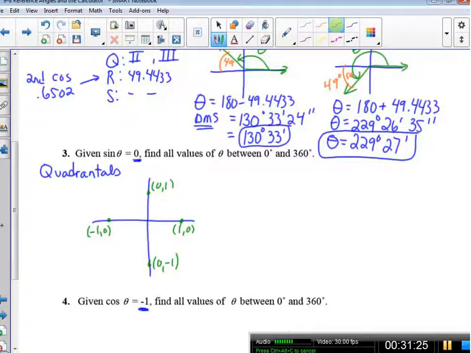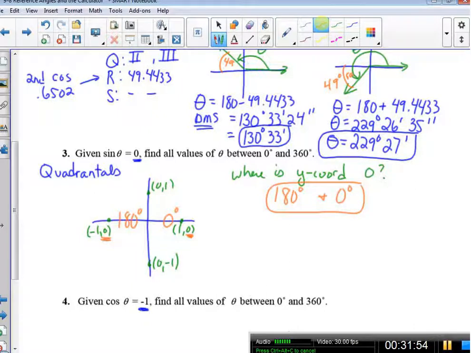So I'm looking for where is the y-coordinate, I'm on the unit circle. Where's the y-coordinate 0? So I see that the y-coordinate is 0 right here and right here. So those are my answers. What are the degree values there? Well, that's 0 and that's 180. So my answers are 180 and 0. If you take and do a little check, the sine of 180 says 0. The sine of 0 says 0. If you do the sine of 90, it says 1. No. If you do the sine of 270, that says -1. No.